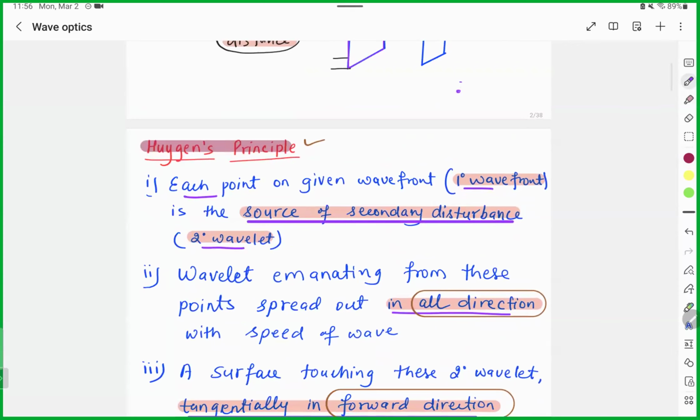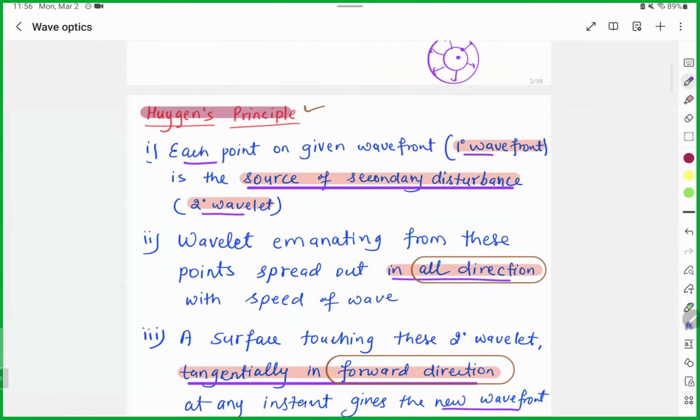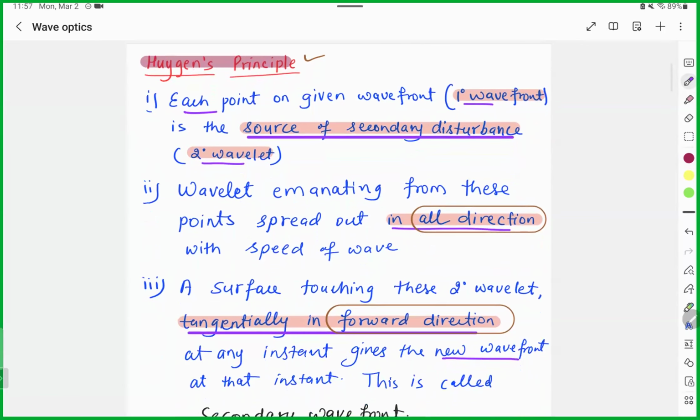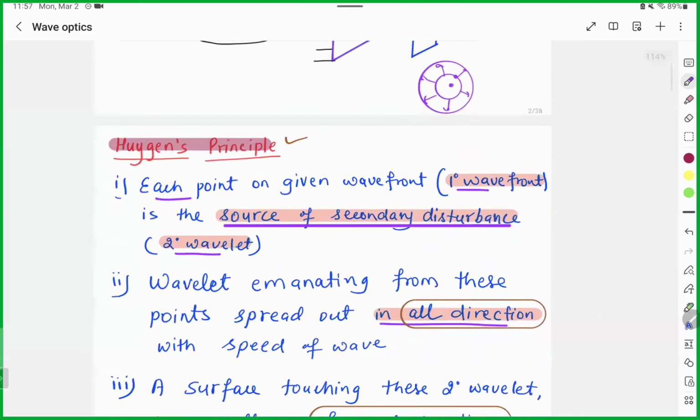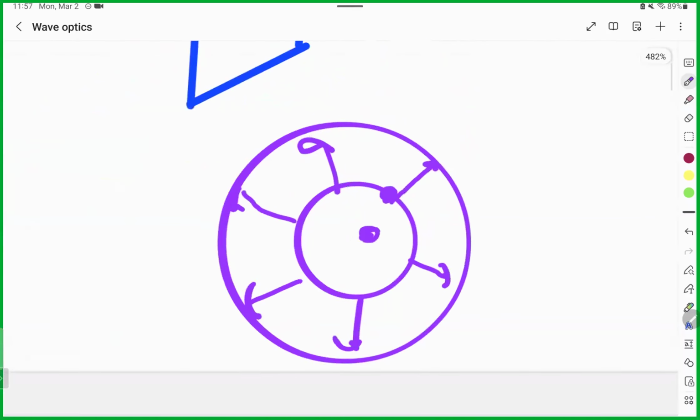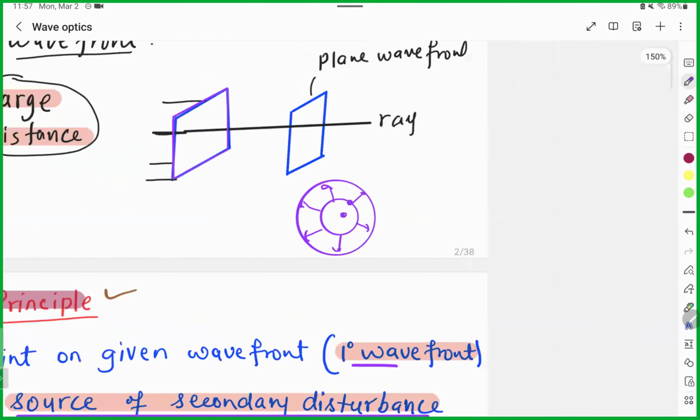You have this source. This is the wavefront. Each point on this wavefront will try to produce a further wavefront, and that's why when every point tries to produce further, it will form one more wavefront like this. So every point on the wavefront will try to produce one more wavefront, the secondary wavelet. The wavelet coming from the point spreads equally in all directions. As you can see, it is moving in all directions equally.